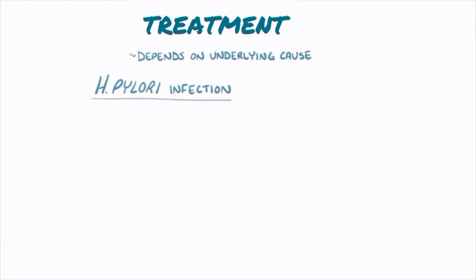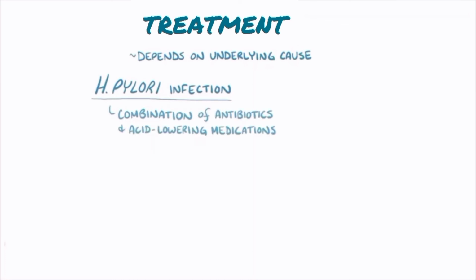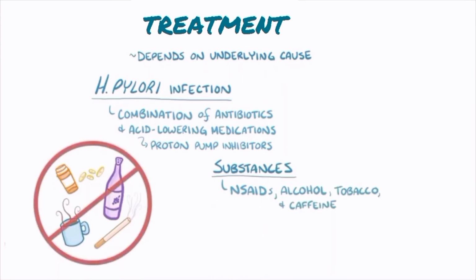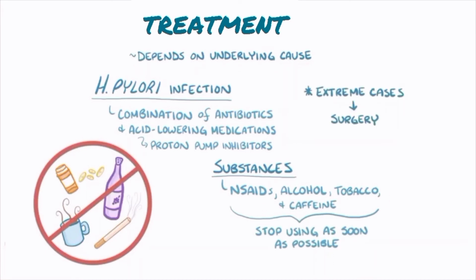If there is an H. pylori infection, it's usually cured with a combination of antibiotics and acid-lowering medication, specifically proton pump inhibitors. Substances that can worsen peptic ulcers include NSAIDs as well as alcohol, tobacco, and caffeine. So it's best to stop using all of those as soon as possible, and in really extreme cases, surgery may be needed.